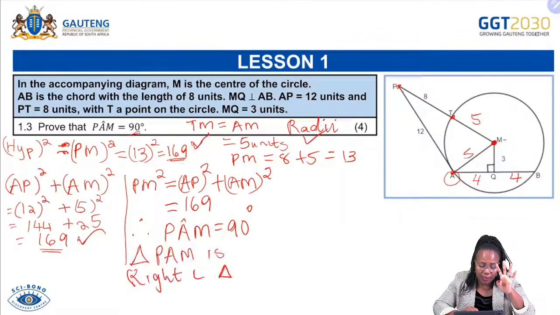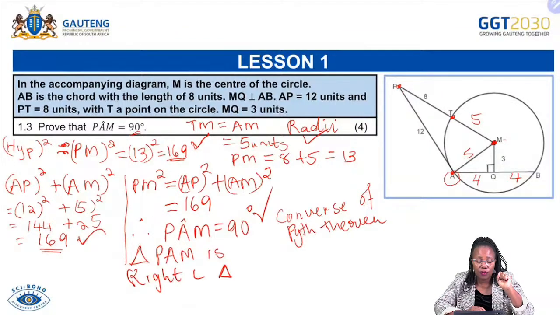And then you must give us the reason, grade 12. Why are you saying PAM is equal to 90 degrees? It's because we are using the converse of Pythagoras theorem. Then you mark your conclusion. It will be 1 for the radius, 1 for the first 169, one for the second 169, and one for the conclusion, showing that the sums are equal. Okay, that is your 5 marks.